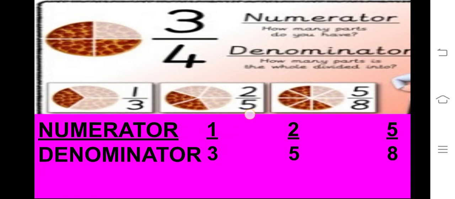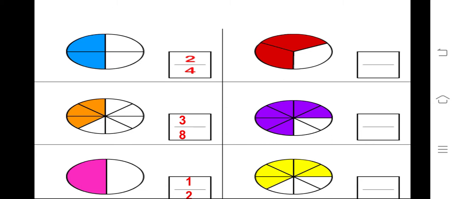Here there are 5 parts. Out of 5, 2 are shaded. So 2 you have to write on the top. So 2 is numerator, 5 is the denominator. Here there are 8 parts, and out of 8, 5 are colored. So 5/8, that means 5 is the numerator, 8 is the denominator.